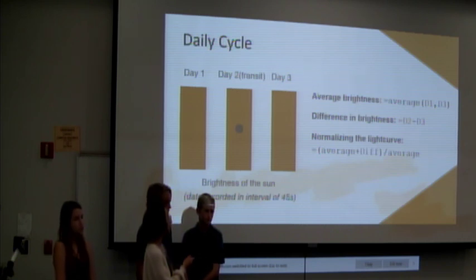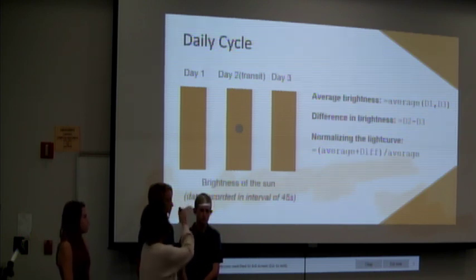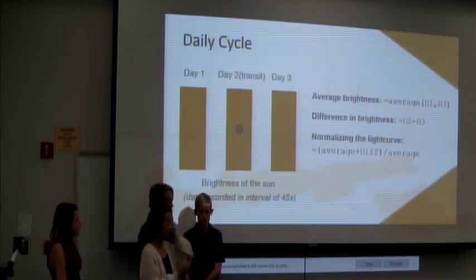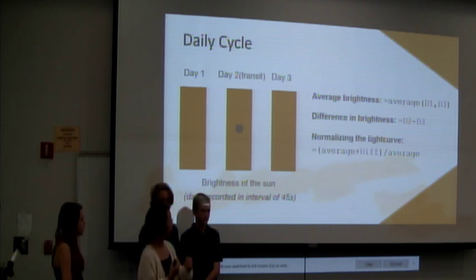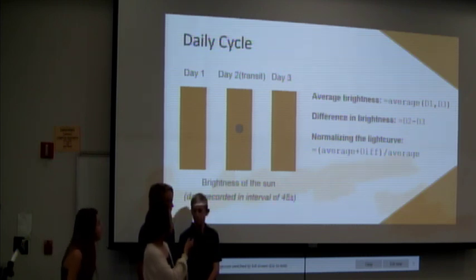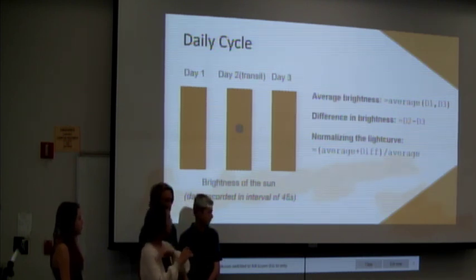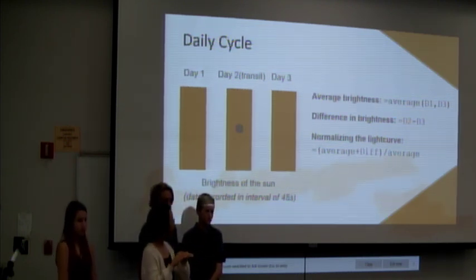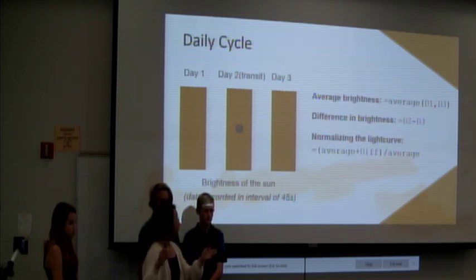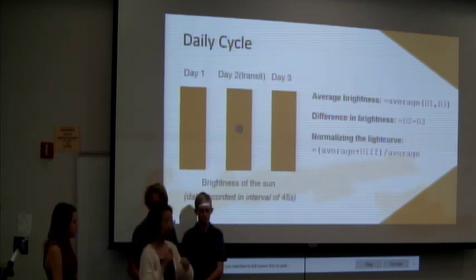For the average brightness, since the instrument orbits the Earth, we combined the day 1 and day 3 data together to find the average brightness. That's the average brightness of the sun observed by the Earth. From day 2, we divided by the average brightness, and subtracted it, to get the difference. Normalizing means we want the brightness to be 1, a straight line, so that we can see just a dip without other curved things.